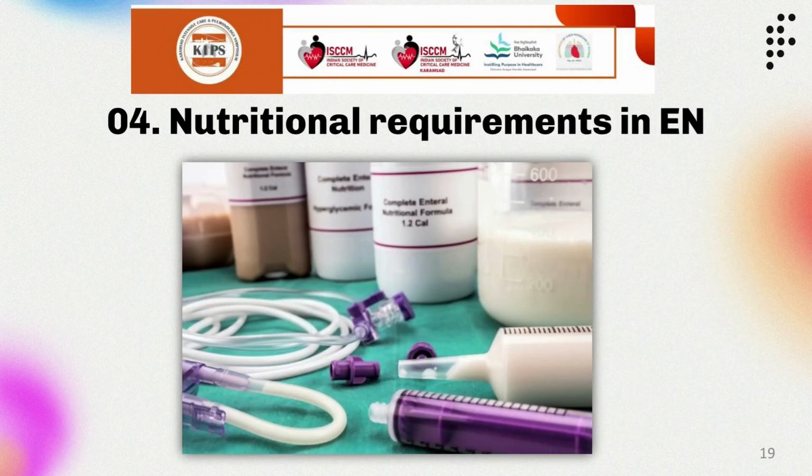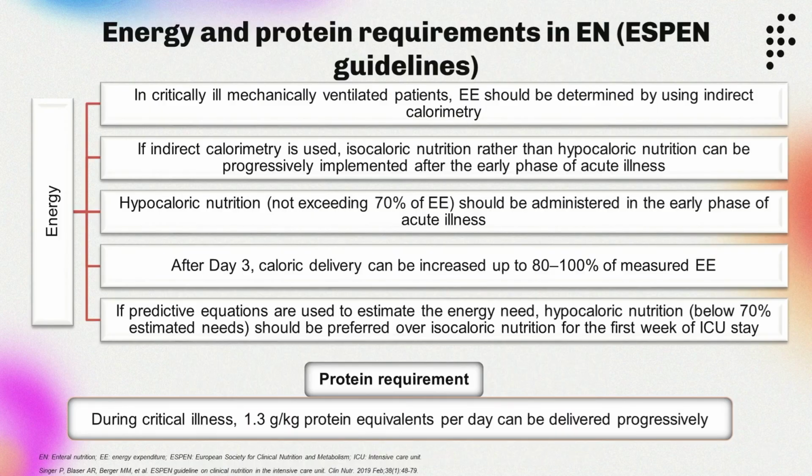Now, nutritional requirements in enteral nutrition. So, energy and protein requirements in EN according to ESPEN guidelines. In critically ill mechanically ventilated patients, energy expenditure should be determined by using indirect calorimetry. If indirect calorimetry is used, isocaloric nutrition rather than hypocaloric nutrition can be progressively implemented after the early phase of acute illness. Hypocaloric nutrition not exceeding 70% of energy expenditure should be administered in the early phase of acute illness, and after day 3, calorie delivery can be increased up to 80 to 100% of measured EE.